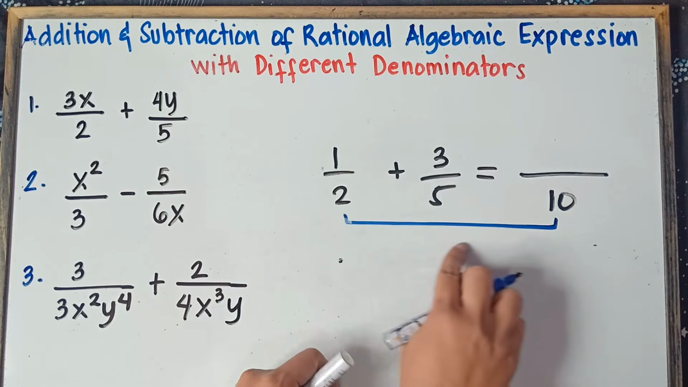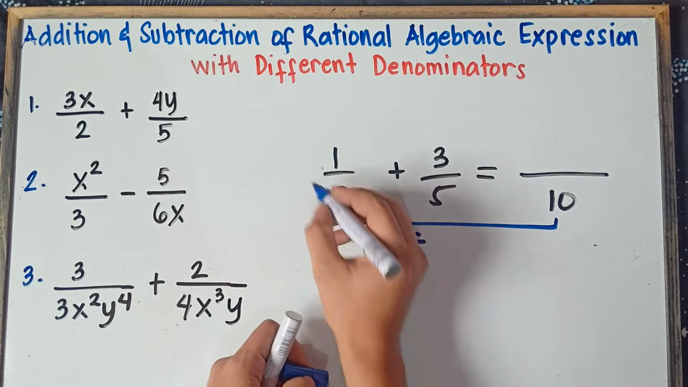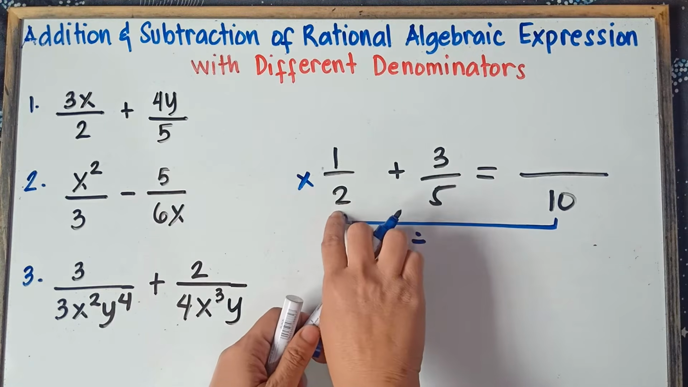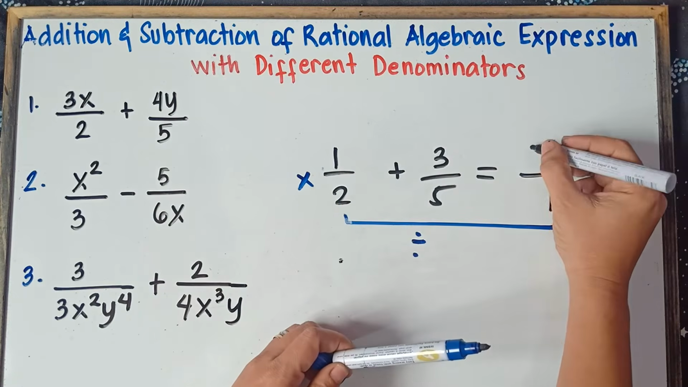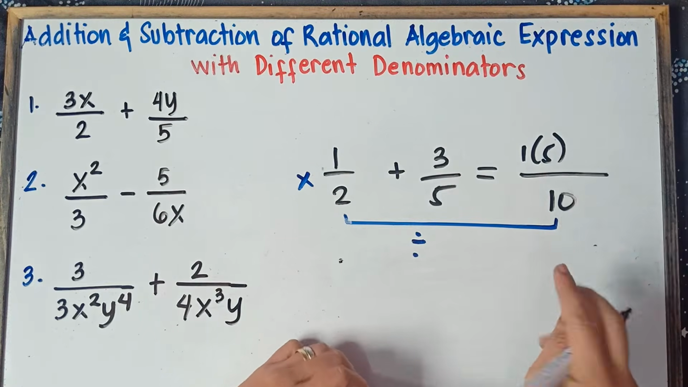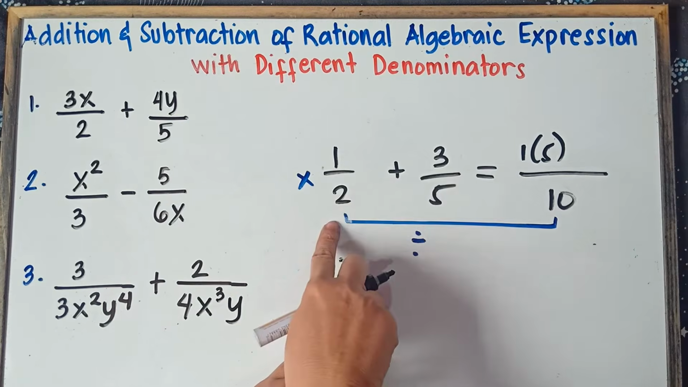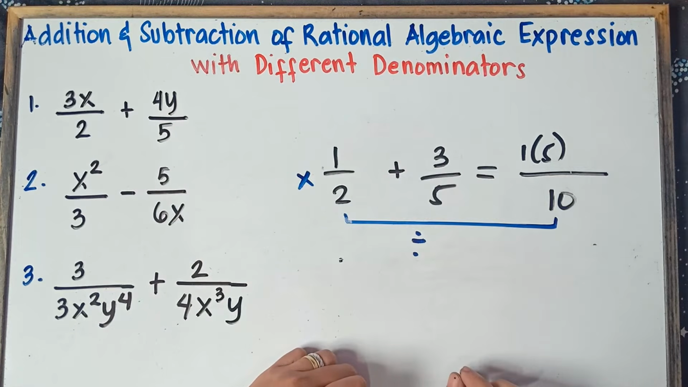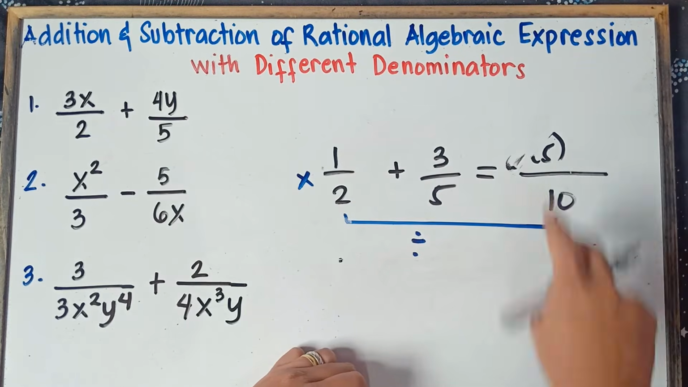So 10 divided by 2, so divide, and then simply multiply. So 10 divided by 2, that would be 5, times 1, that would be 5. So we can write 1 times 5, that's okay. 10 divided by 2, that's 5 times 1. So 1 times 5 or 5 times 1, that would be equal to 5. Or we can just write 5 directly, that's okay.